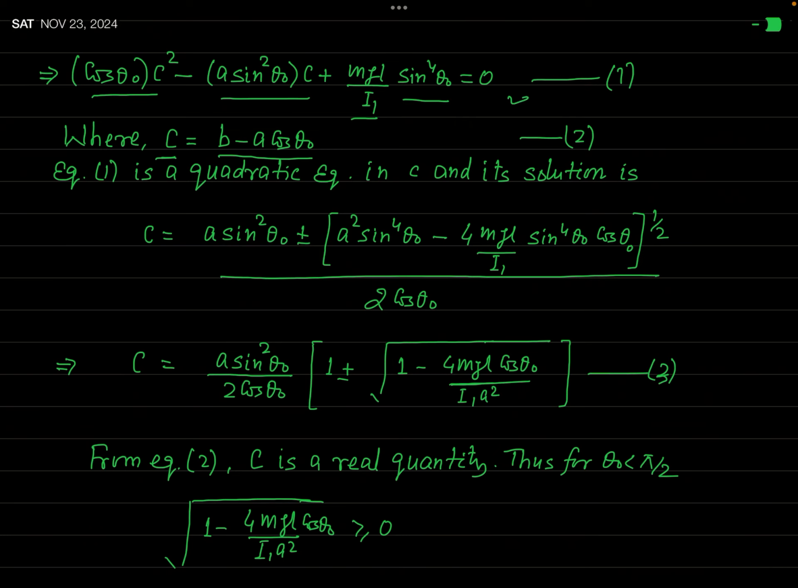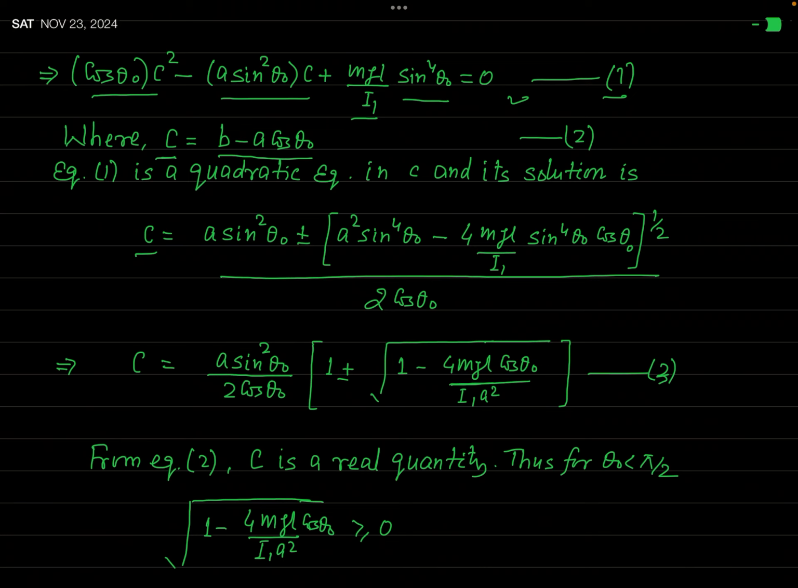Now you can see this equation 1. If you look at this equation 1 carefully, you can easily recognize that it is a quadratic equation in c, and so its solution or its roots can be given by the formula which you know for the quadratic equation. So the solution of this equation 1 can be written as c equal to, you know, the formula is minus b plus minus root over b square minus 4ac divided by 2a.